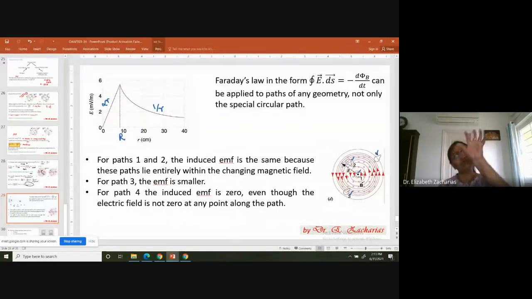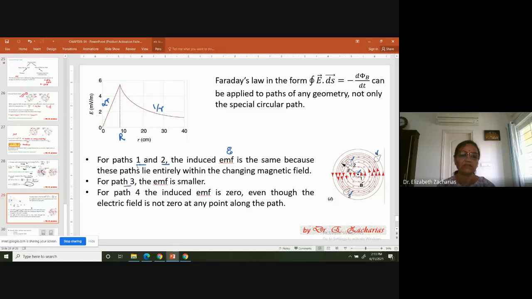Why should the loops be circled? If I take a small loop and put it the way I have here, then what will be the induced EMF will be the question. Now look at this carefully. Paths 1 and 2 are completely in the magnetic field and the change in the magnetic field. Therefore, they will have the same EMF.